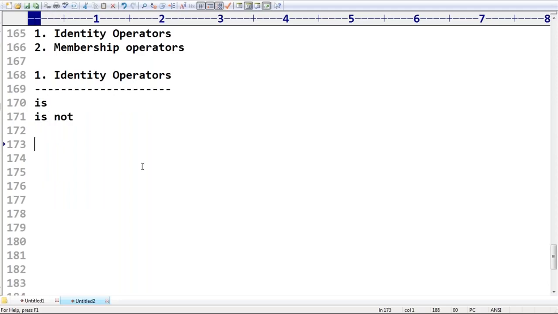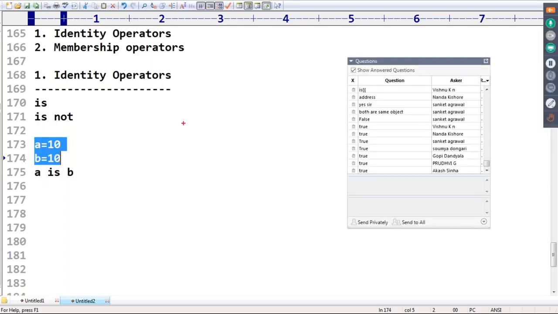Have a look once. My requirement is a = 10, b = 10. Now a is b, what is the answer? Please respond. By default you are going to get True, because, have you remembered, integer objects are immutable and reusability is there. Both are pointing to the same object. Because here how many objects will there be? Only one object with the value 10. I covered this very clearly in the last session.